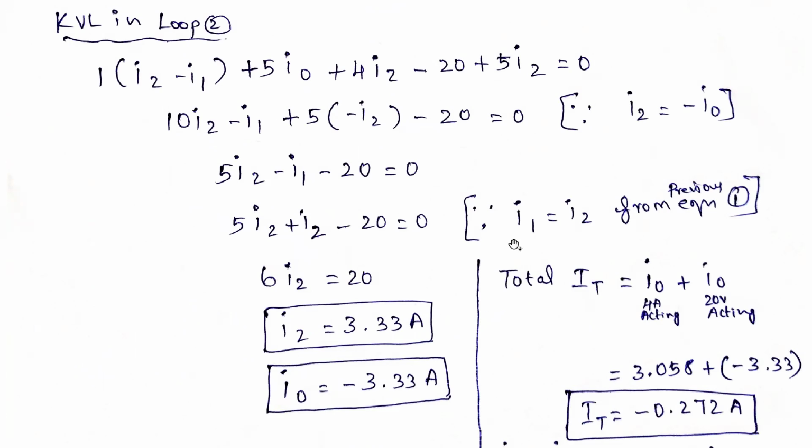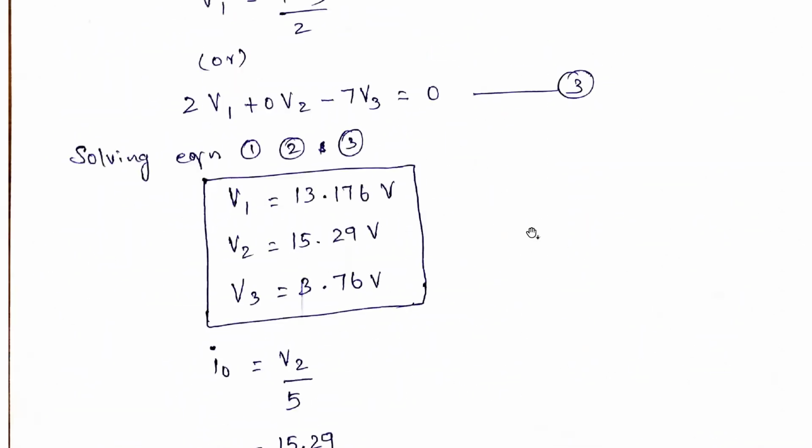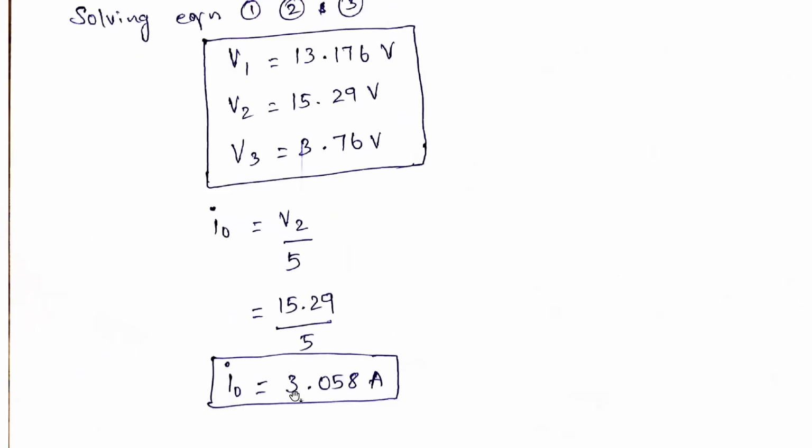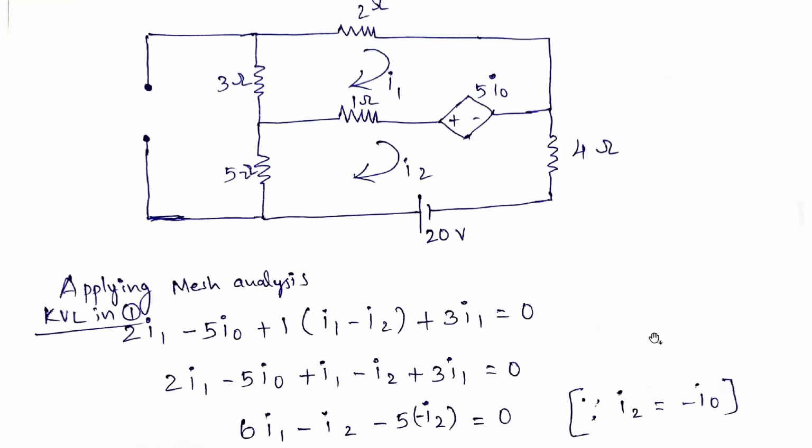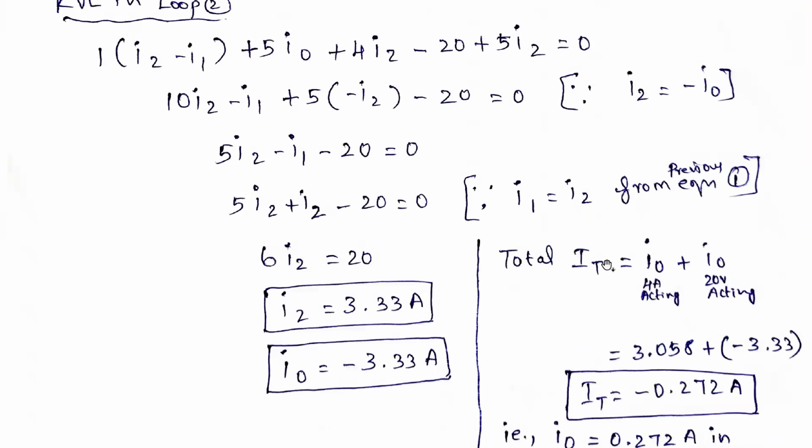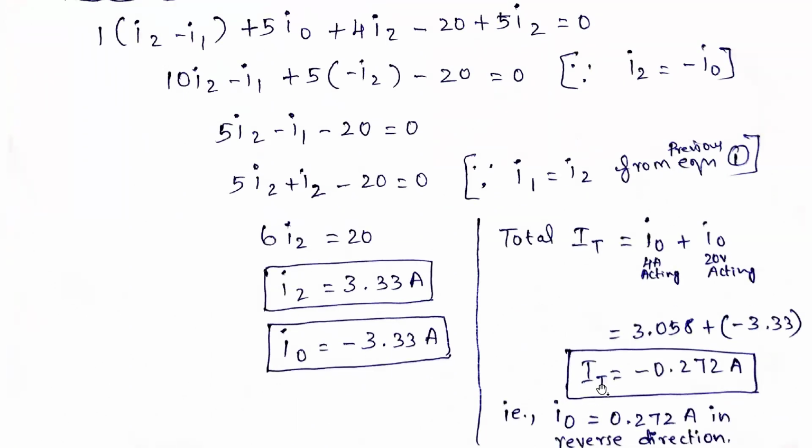When 4 amperes is acting, we calculated previously I0 is equal to 3.058. In the superposition theorem, we need to do the algebraic sum. So the total current I0 is I0 when 4 amperes is acting plus I0 when 20 volts is acting. Adding 3.058 and minus 3.33, the total I is minus 0.272 amperes.